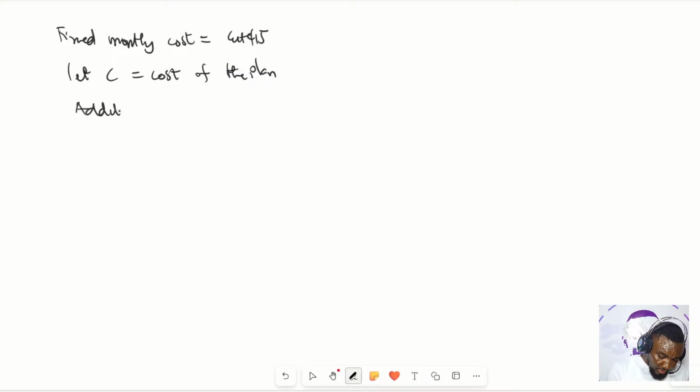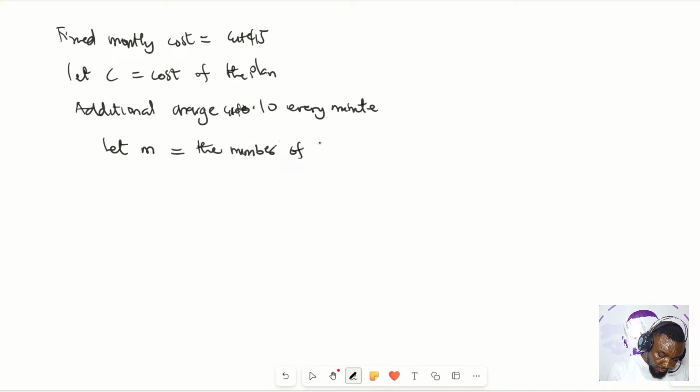So additional charge. The additional charge is 0.10 Ghana cedi every minute, right? So we can say let M be equal to the number of minutes.